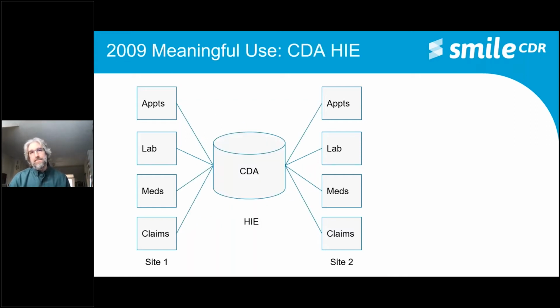So really the next major initiative to try and solve this problem was in the US, the Meaningful Use Initiative in 2009. And here they introduced a concept of a central repository called a health information exchange. And the best format for representing the data at the time was called CDA.